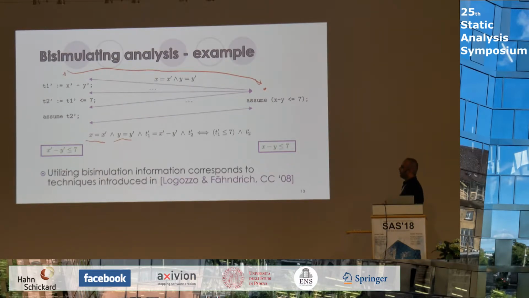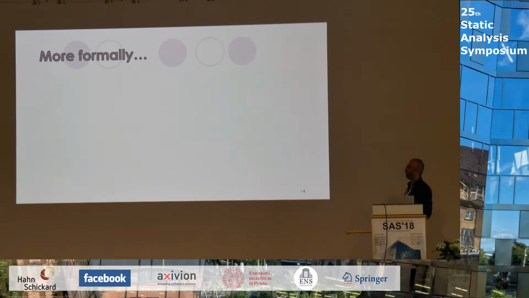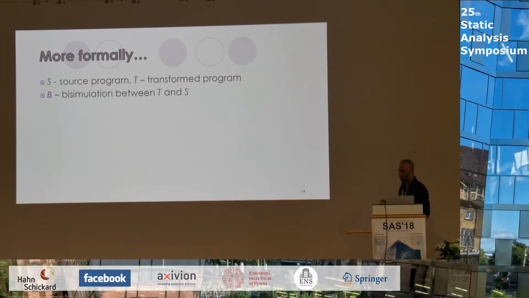So what's interesting is that utilizing this biosimulation information corresponds to techniques that Logozzo and Fähndrich in the original paper introduced for counteracting loss of precision introduced by three address code translation, and in turn they use some techniques introduced by Miné. So more formally, we're going to have a source program S, a transformed program T, and a biosimulation witnessing the semantic equivalence between the two programs.